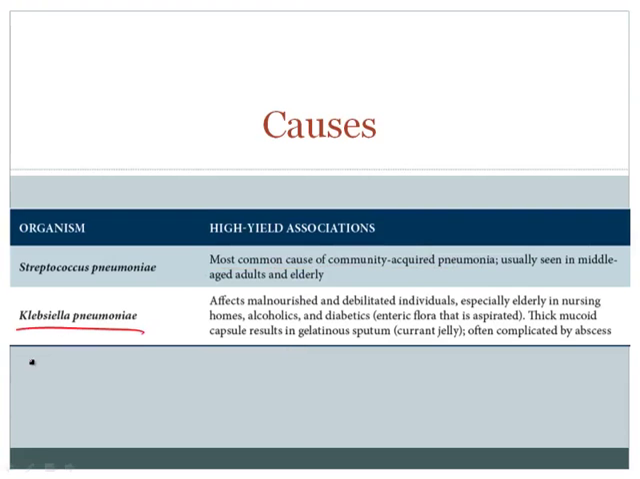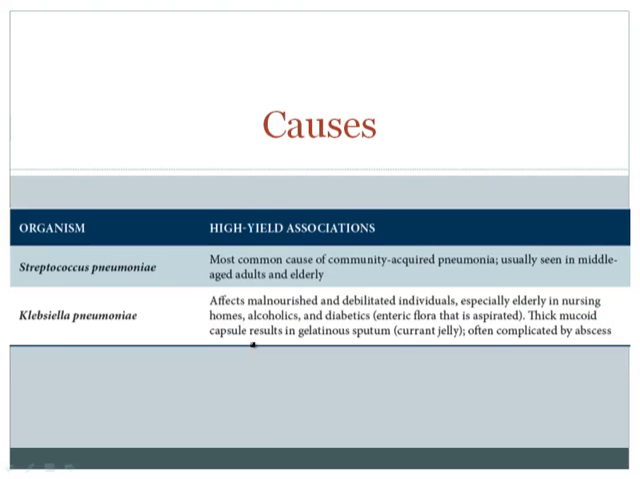Klebsiella pneumoniae represents about 5% of lobar pneumonia, and what's the highest yield to understand about this is that it is an enteric flora that is aspirated. So it's classically going to be seen in patients at increased risk for aspiration. For example, elderly in nursing homes, alcoholics, these people are at increased risk for aspiration, and so those are the classic patients that get Klebsiella pneumoniae.